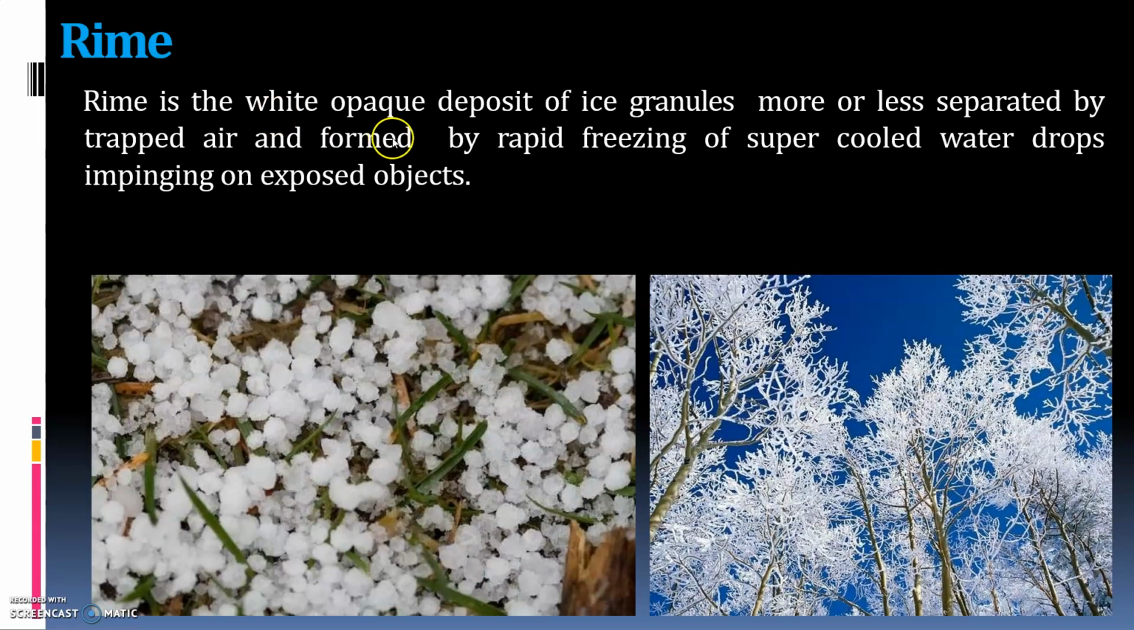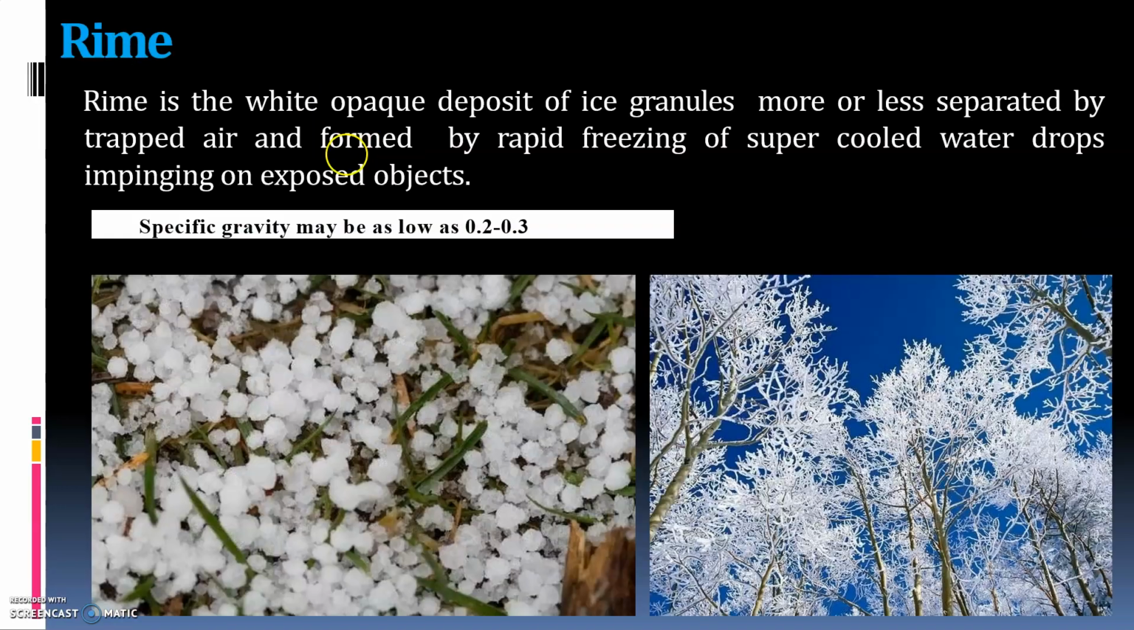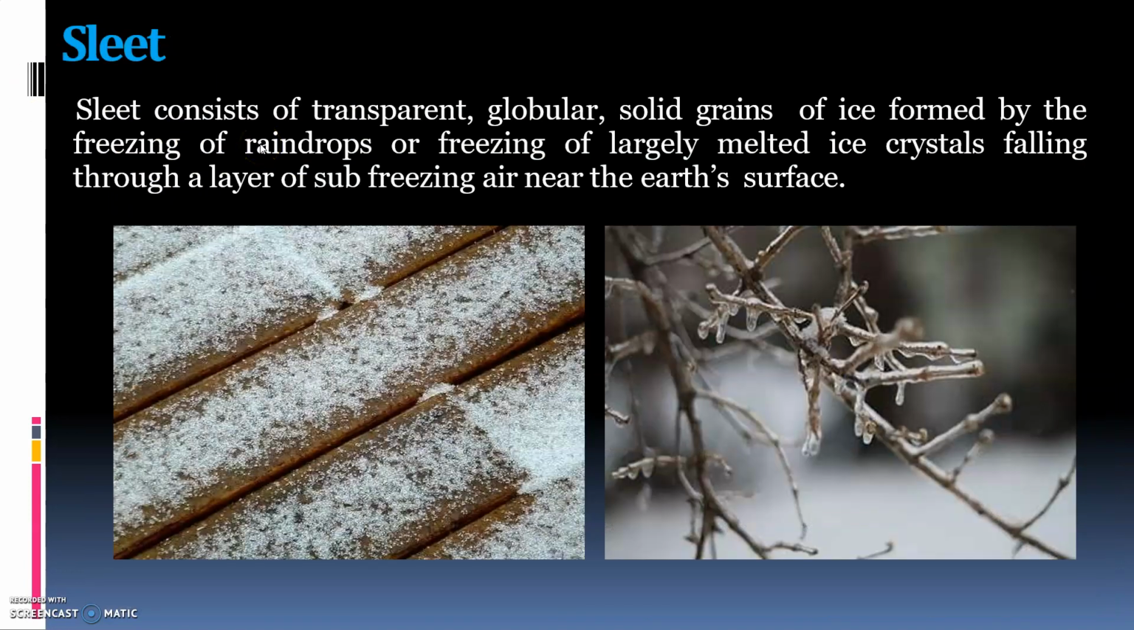Rime. Rime is a white opaque deposit of ice granules more or less separated by trapped air and formed by rapid freezing of supercooled water drops impinging on exposed objects. Specific gravity may be as low as 0.2 to 0.3.